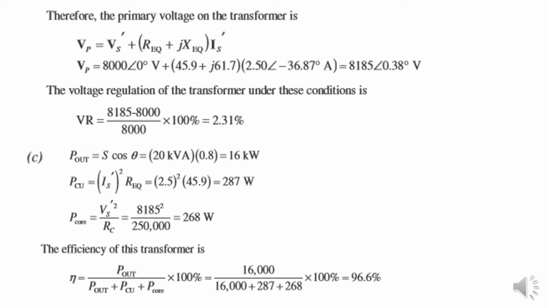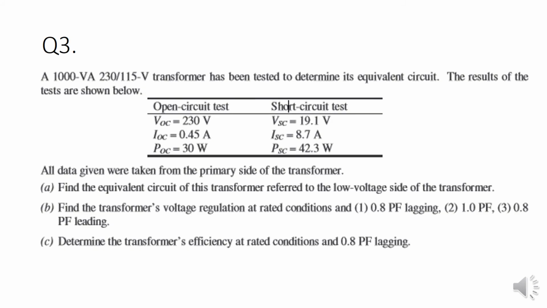So if we add P copper losses and P core losses to P out, that means P out plus P copper plus P core is equal to input power, right? Because first we have the input power, then something will be lost for the copper losses and something for the core losses, then we have the output. Since power cannot be destroyed, P in is equal to P out plus P copper plus P core. Therefore efficiency, which is P out over P in, will be equal to 96.6%.